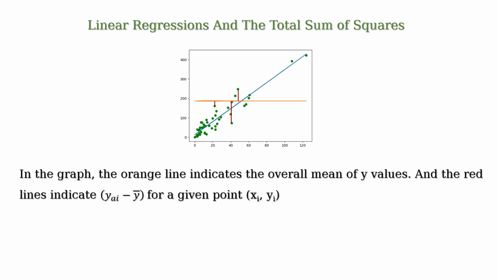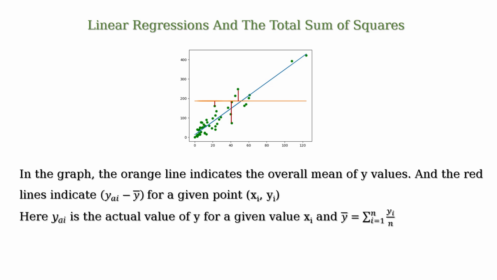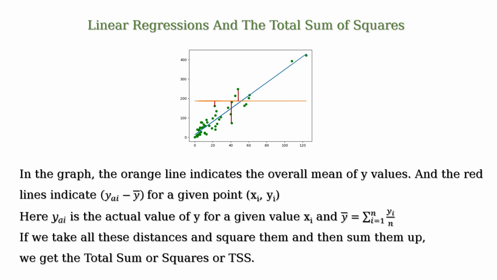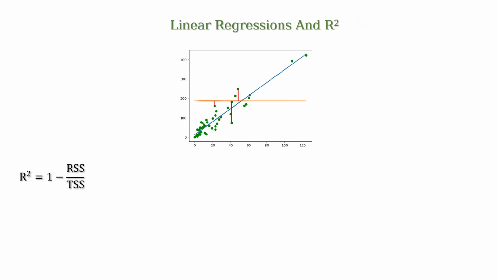In the graph, the orange line indicates the overall mean of y values and the red lines indicate yai minus y bar for a given point xi yi. So, if we take all these distances and square them and then sum them up, we get the total sum of squares or TSS. And the term r square is defined as r square is equal to 1 minus RSS by TSS.